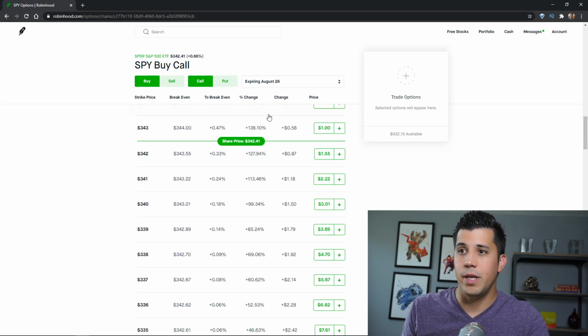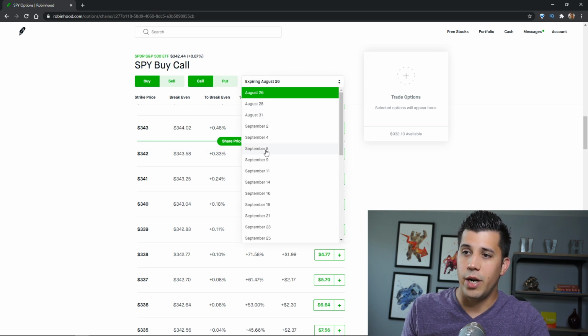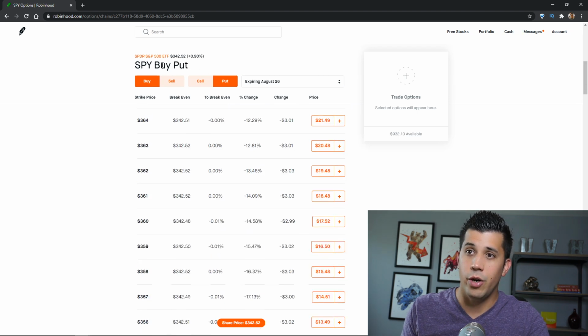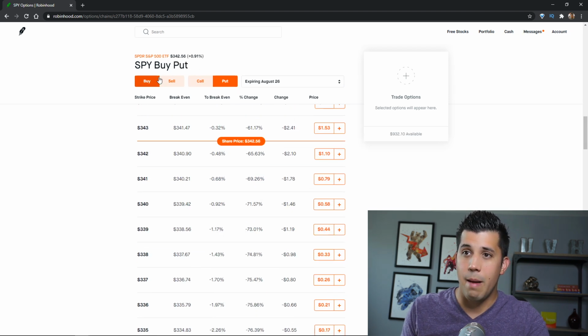And then I'm just going to pick the nearest expiration to me right now. There's a bunch of expiration dates. By default, it's going to hit buy call. What you want to make sure is that buy is selected, but we're going to do put. So make sure you're going to buy a put, not buy a call. By default, it goes to call. So don't just go in there thinking you're on put. Make sure these are highlighted. So buy, put.